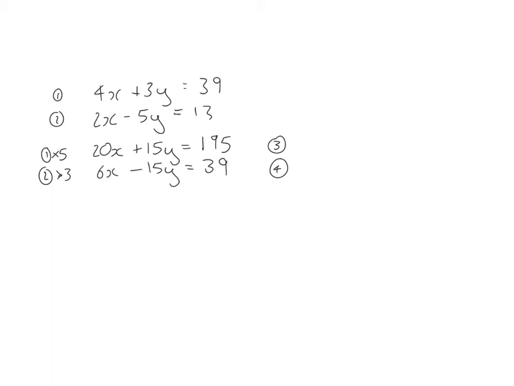Add them together. You remember last time we subtracted them, and this does what we were saying here. If we add equation 3 and equation 4, 20x plus 6x is 26x. Look at this: plus 15y and plus minus 15y gives you no y's.